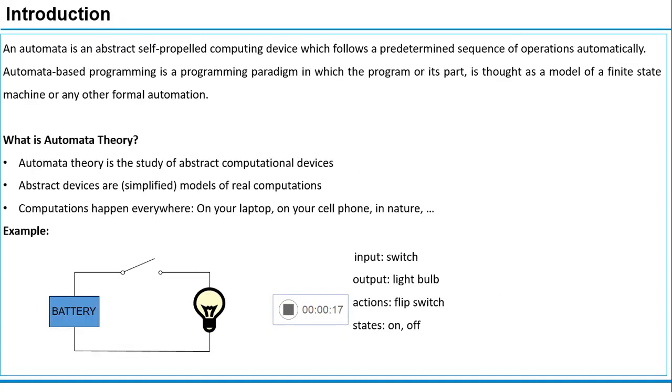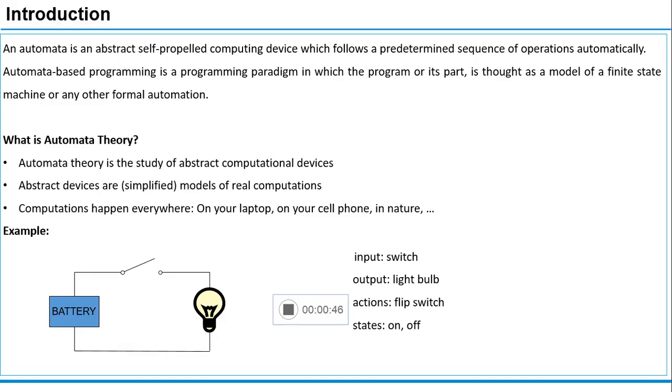What is an automata? It's an abstract self-propelled computing device which follows a predetermined sequence of operations automatically. That is, any computing device which performs some sequence of operations automatically, you can call it an automata. The automata based programming paradigm is where we can take any program or a part of a program that can be used as a model for a finite state automata machine.